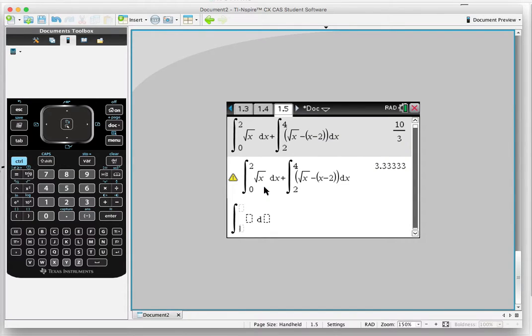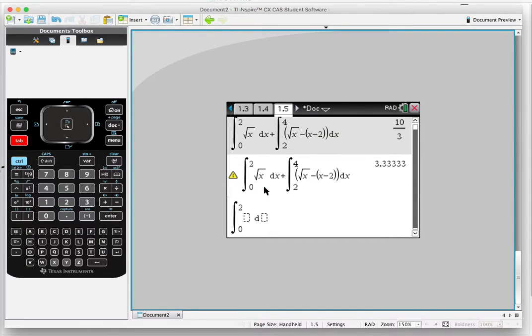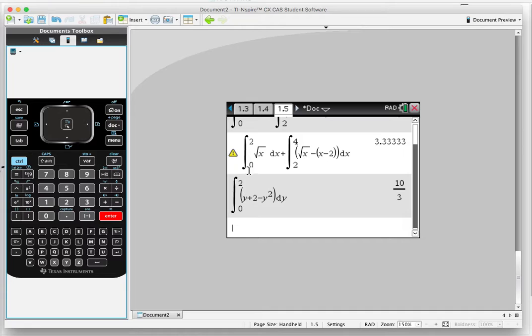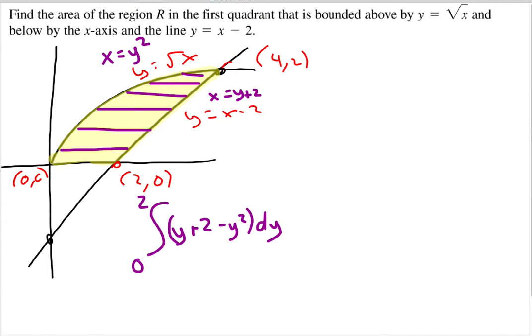If we look at it that way, we'll integrate from 0 to 2, y plus 2 minus y squared with respect to y, and we get the same thing. So there's another way to look at it. You can turn it sideways, solve it for x, and do it with respect to y, meaning y is the variable. Sometimes that makes problems a whole lot easier. In this case, it was a little easier. We didn't have to split it into different integrals, or subtract off. I would say on this one it made it a little easier.